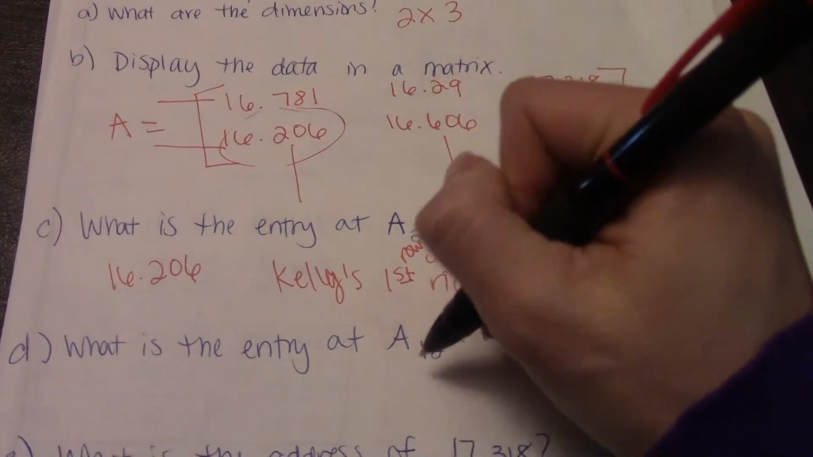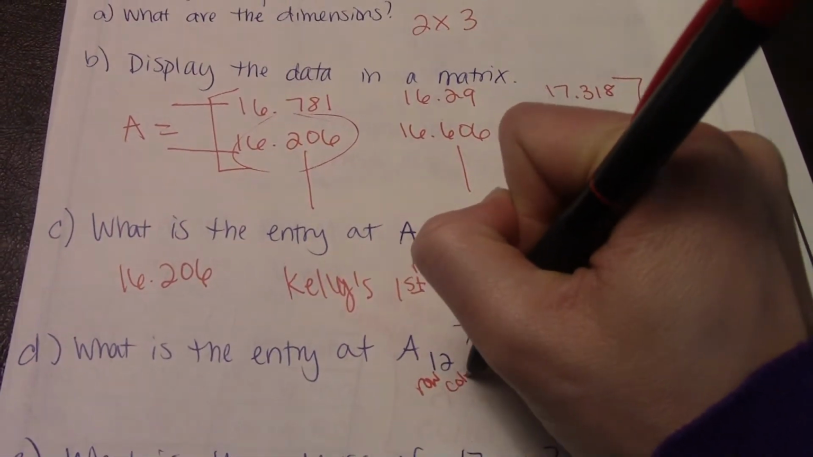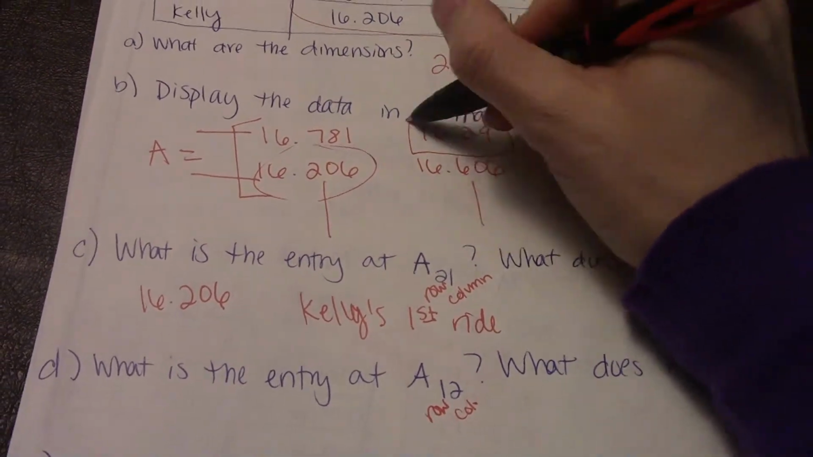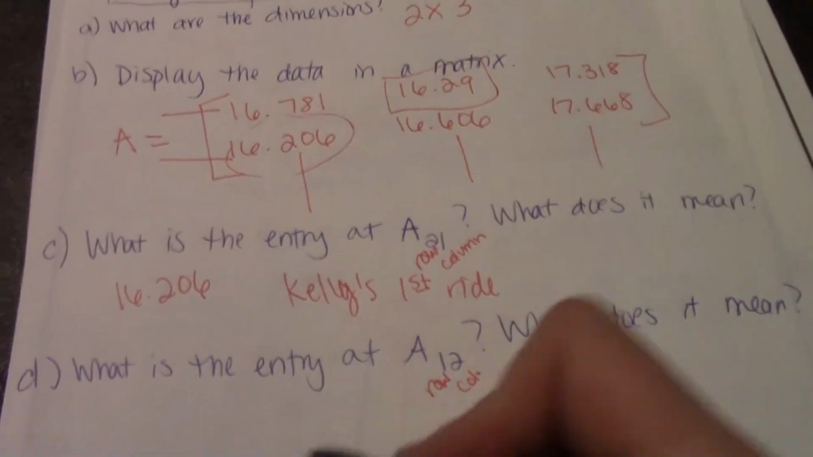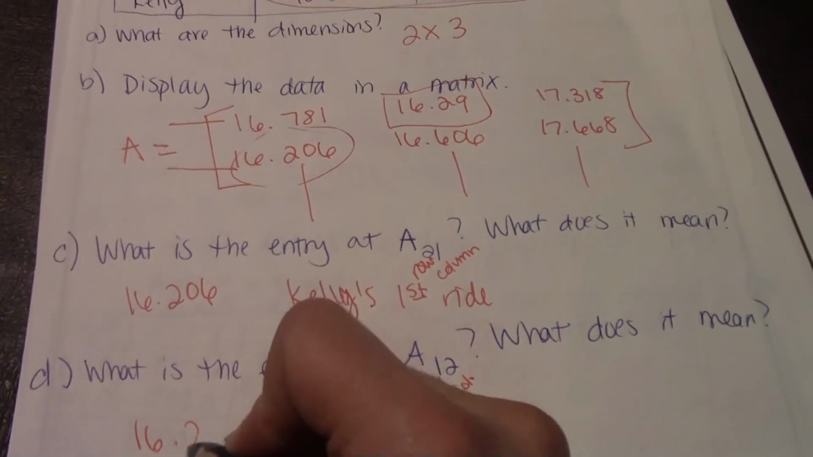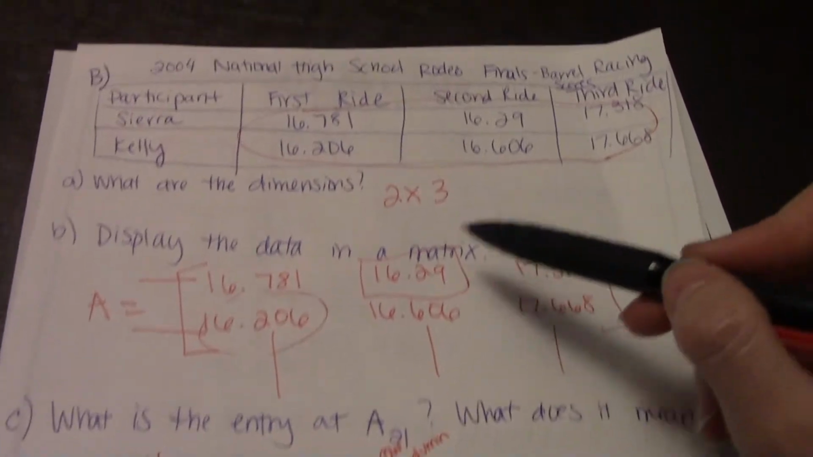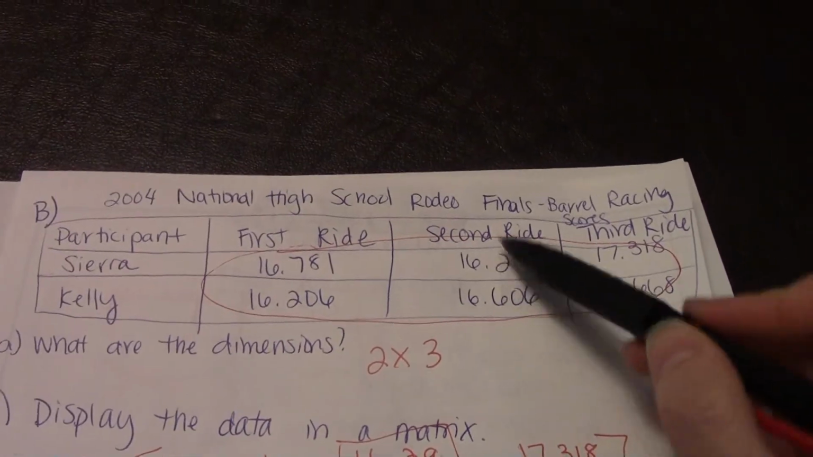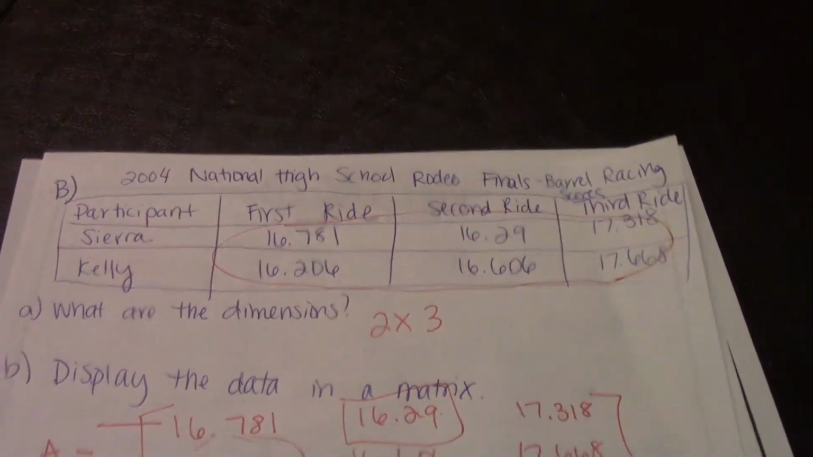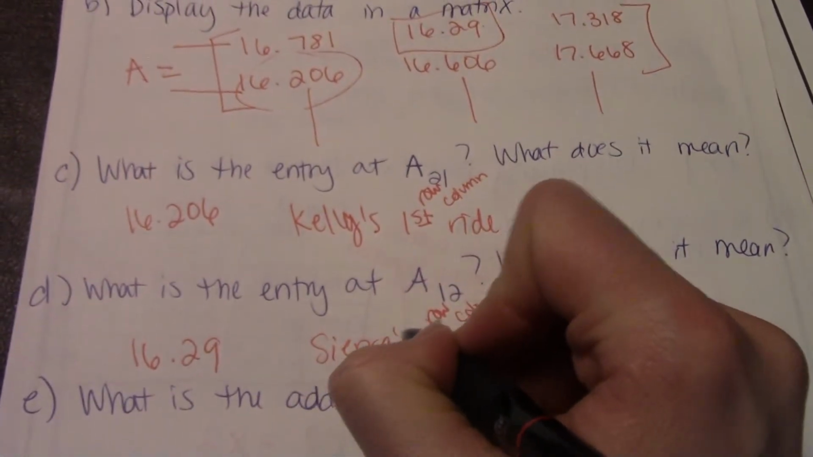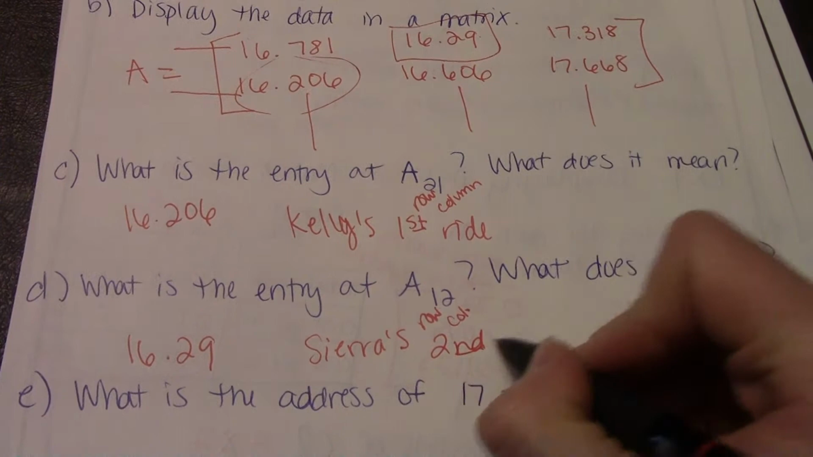Now what does the entry at A12 mean? So now we want row 1, but column 2. So row 1 is here, column 2 is this one. So that is 16.29. What does it mean? So let's go back up to our table. So 16.29 right here. That is Sierra's second ride. So that's what I'm going to write right here. Sierra's second ride.